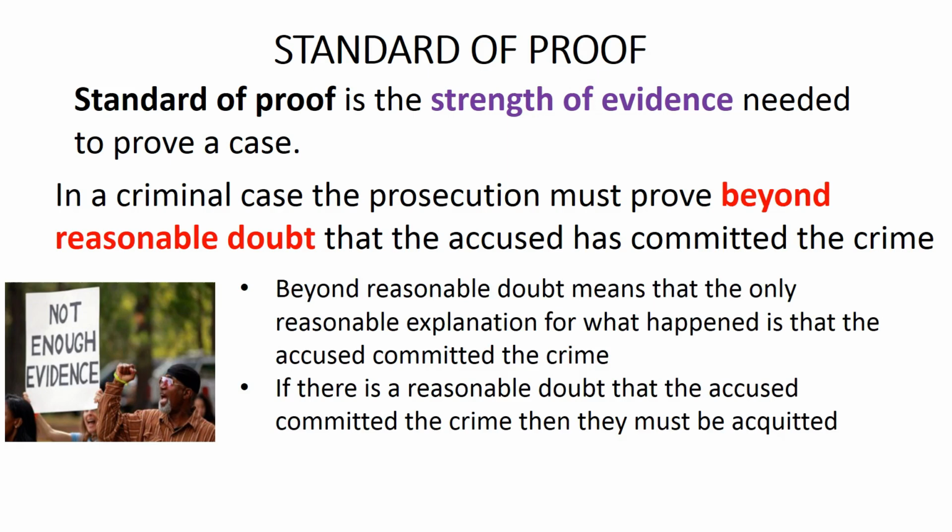Beyond reasonable doubt means that the only reasonable explanation for what happened is that the accused committed the crime. If there's a reasonable doubt that the accused committed the crime, then the accused must be acquitted. The standard of beyond reasonable doubt is a very high standard indeed, because, as we've said, if there's any other reasonable explanation for what happened, other than that it was the accused that committed the crime, then the accused must be acquitted of that crime.